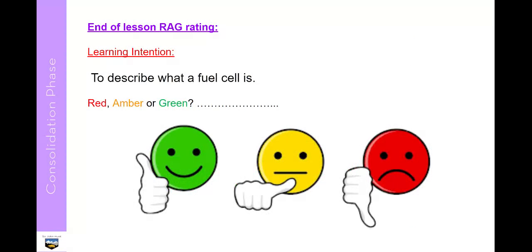So what I'd like you to do is your final RAG rating for the lesson. So looking at the learning intention, you need to describe what a fuel cell is. So you should know a fuel cell is a type of cell that produces electrical energy through reacting hydrogen with oxygen to produce water. So are you red, are you amber, or are you green?